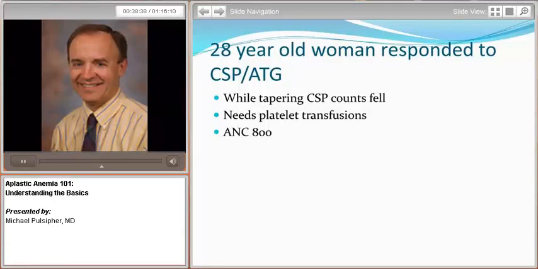Here's another case. We have a 28-year-old woman who responded initially to cyclosporin and ATG. While she was tapering her cyclosporin, her blood counts fell. All of a sudden she's neutropenic again, and she's starting to require platelet transfusions. What should you do for this individual? Very often, these individuals can respond to going back up on their immune suppression, and a certain percentage of patients who have aplastic anemia will become cyclosporin dependent and may need to have cyclosporin for an extended period of time.